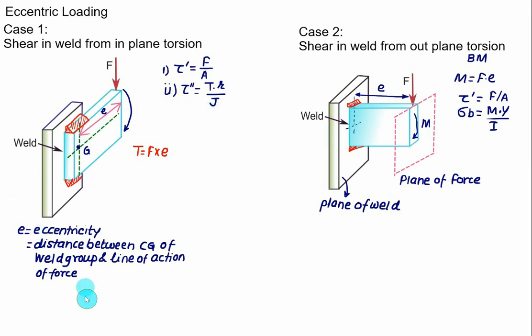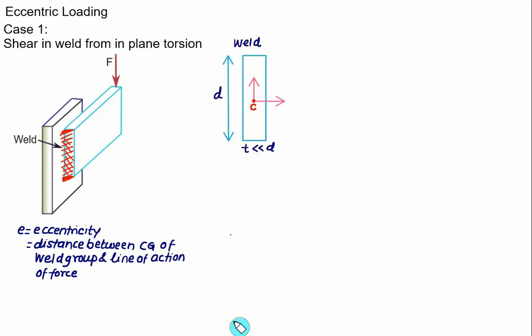So a lot of basic things we have to discuss first. How to calculate the center of gravity of the weld group, that is the first part. Then the second part is to find out the value of eccentricity. Next part is to calculate the polar moment of inertia or moment of inertia. Now consider the first case here.